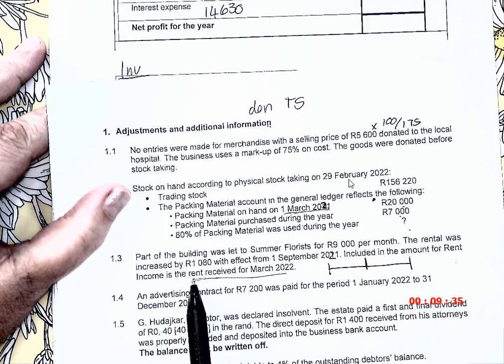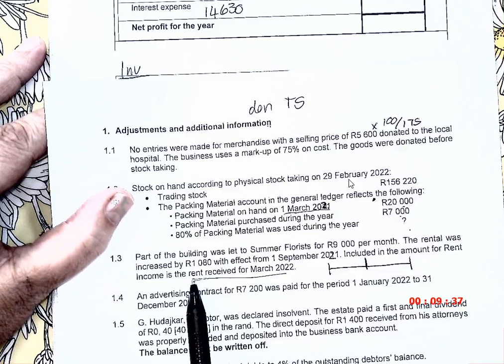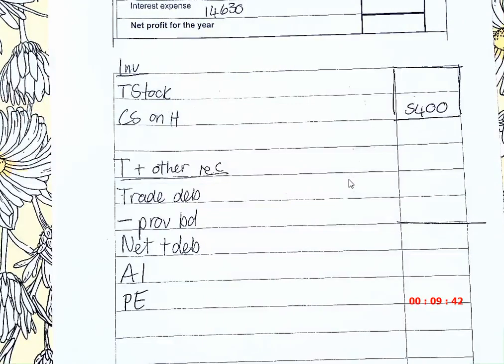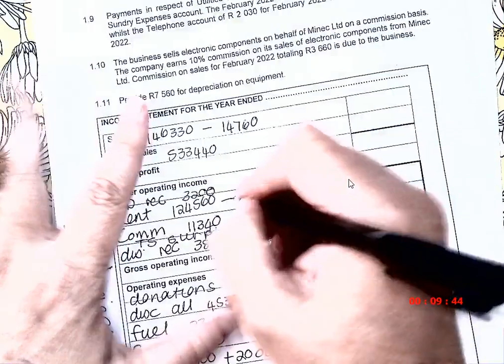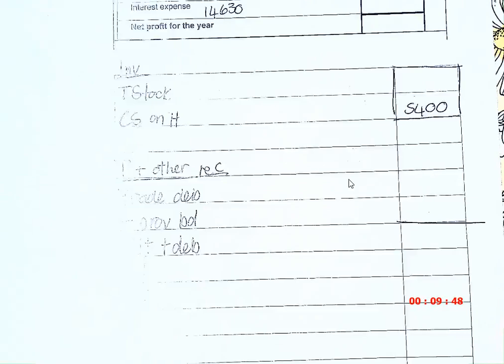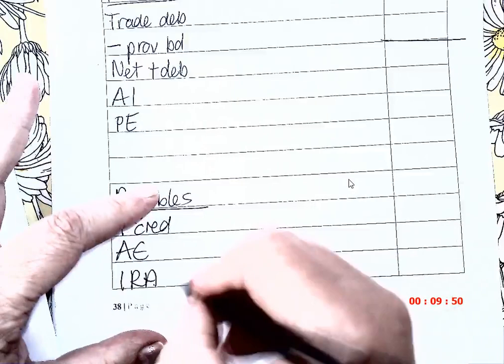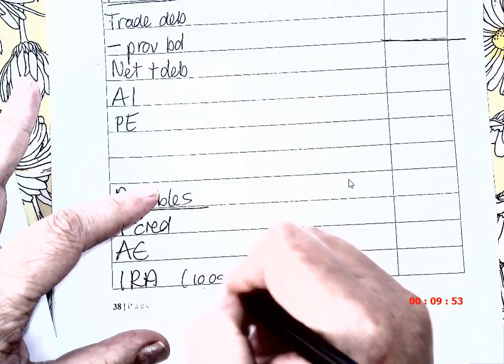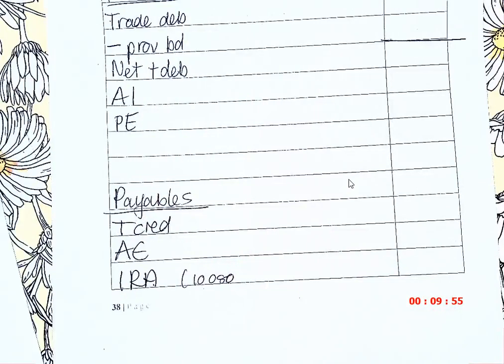Was it with or without the increase? With the increase, so it's going to be 1080. So your rent is less 1080. And you have to remember this is the income received in advance. My goodness, how easy is this?